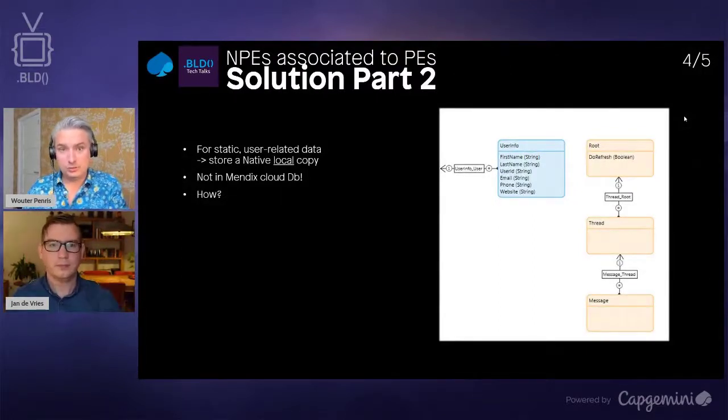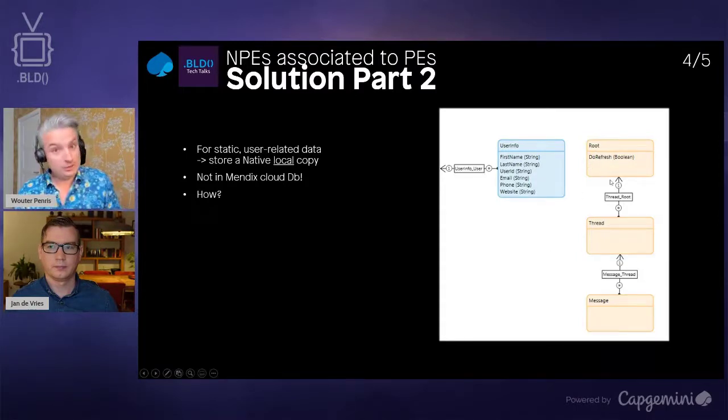And in my MxWorld talk, I already sort of hinted at how you can do that. So for instance, you can have a user info object and associate that to user. That'll work actually, because there are no cross associations between non-persistable entities and persistable entities. So in this case, that should work. The question is how you present these side by side. That was also quite the challenge.